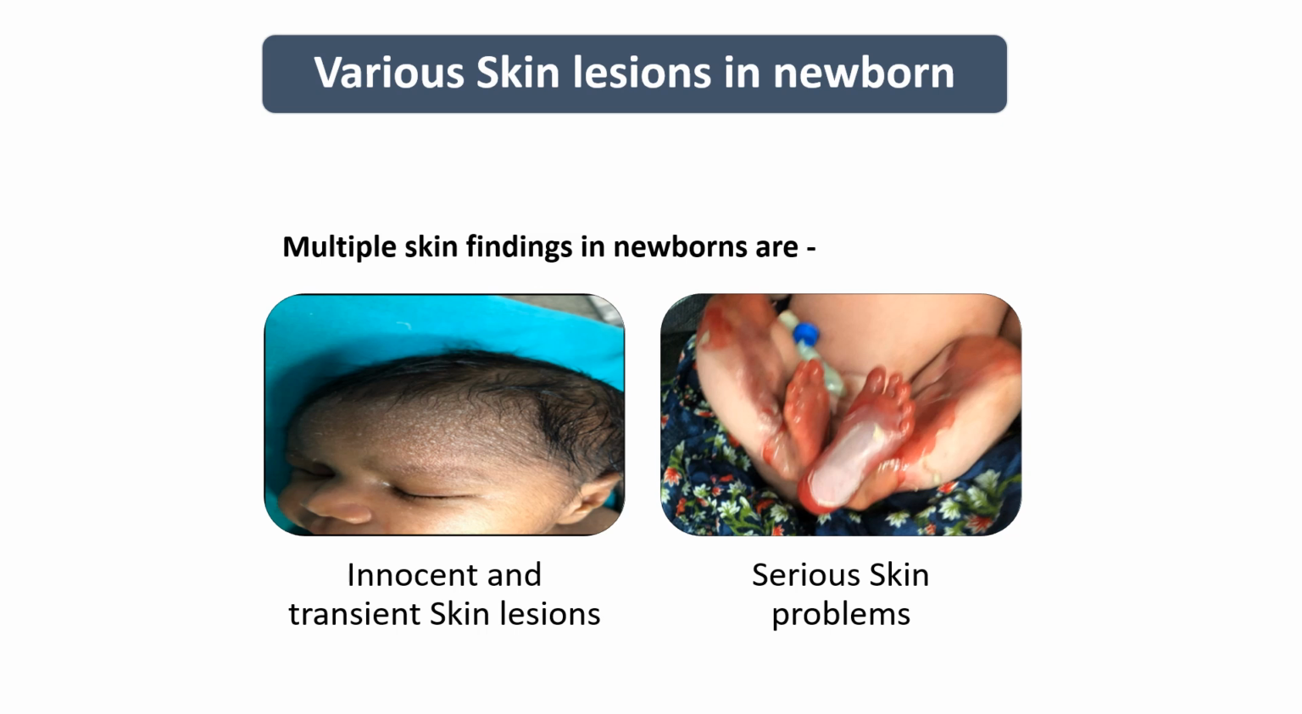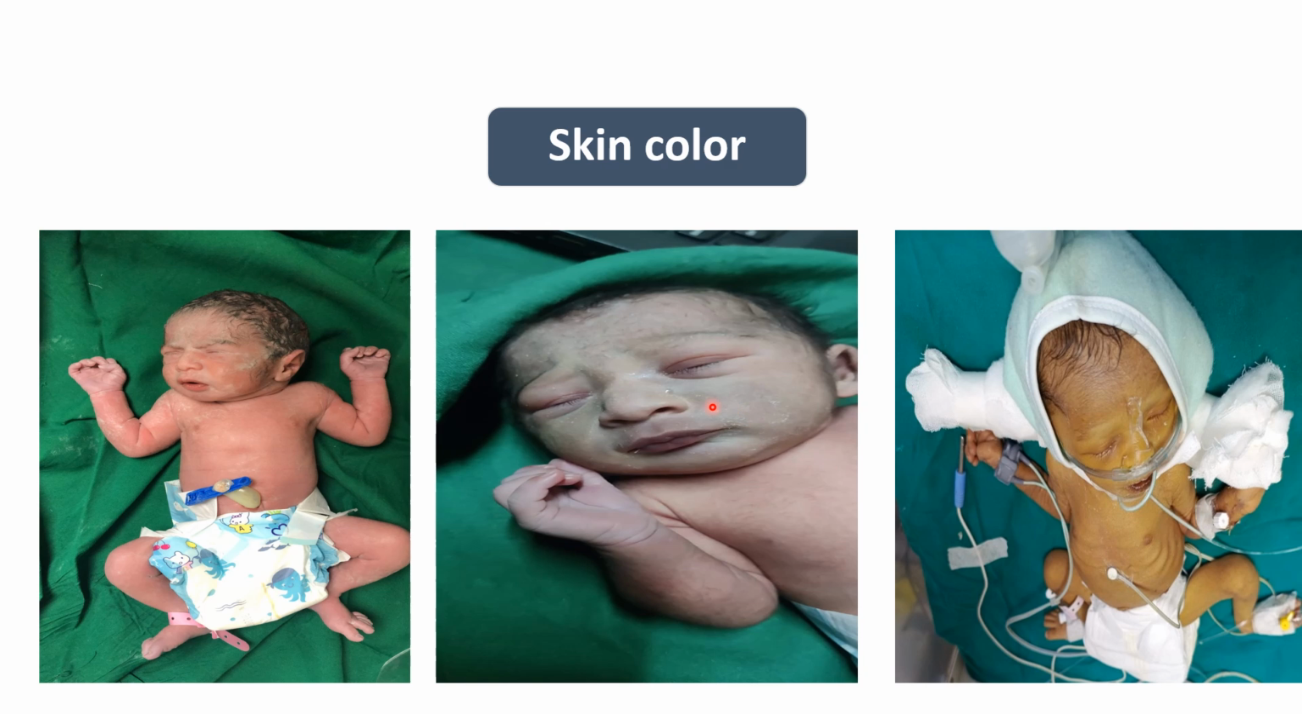So basically there are multiple common skin findings in the newborn, categorized into some innocent or transient lesions and some that are serious problems. You can see in this image also. Now according to the skin color, we have to see the color of the baby, either pink, or having some cyanosis over the body, or having yellow discoloration.